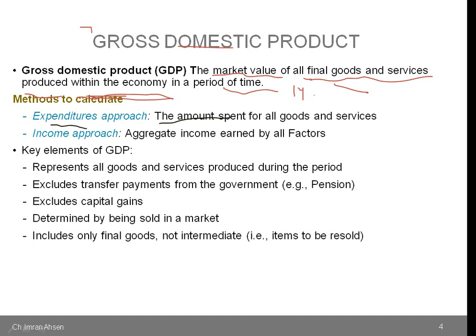Our second one is the income approach. What we earn in a year, that is aggregate income. Key elements of GDP.